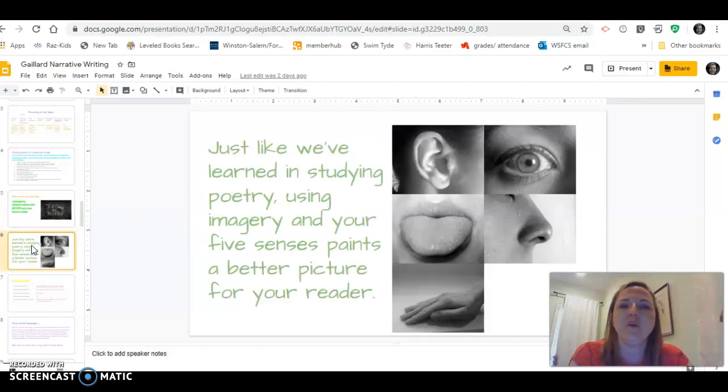Okay. If we move on and we look at slide 26, it has these pictures over here in black and white to remind us that we are talking today about imagery, and imagery is connecting our five senses to our story. We want to make sure that we give our reader lots of imagery from our story. It makes them feel like they were there and it makes them understand what you felt when you were experiencing this event. So, just like we've learned in studying poetry, right? We talk about poetry, our keywords, and then we move up here and we talk about our imagery. Using imagery and your five senses paints a better picture for your reader.